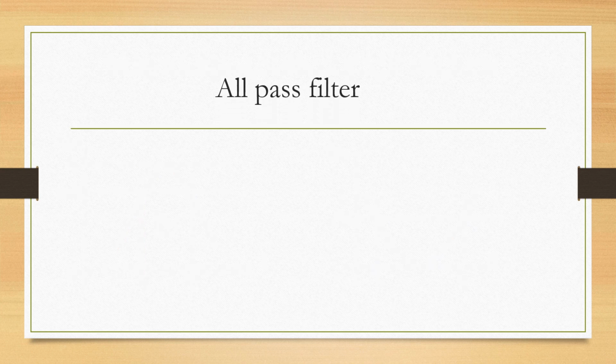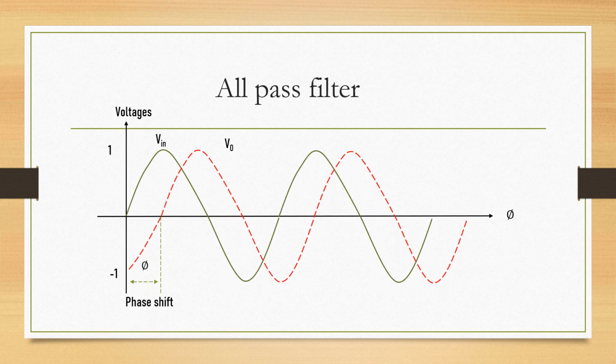And the last part of the filters is the all pass filter. An all pass filter is one which allows all the signal frequencies. The all pass filter passes all the frequencies, but it produces a phase shift between the input and output. As can be seen from the waveforms, there is a phase shift occurring between the input signal and the output signal. The magnitude remains the same, only there is a phase shift between the two. The magnitude here is equal to 1. We call it a unity magnitude.